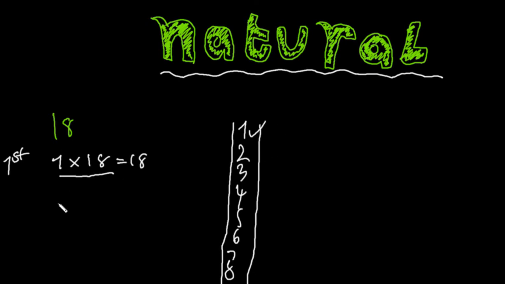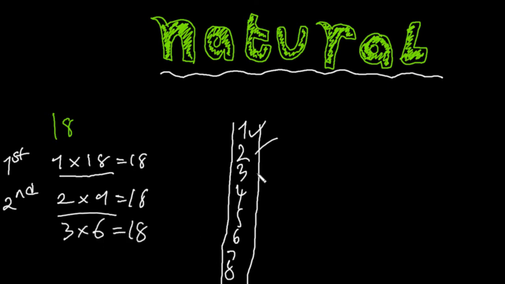So we know that 1 is a factor. So how about 2? We know that 2 times 9 is 18. So 2 times 9, 2 and 9 would be called our second factor pair. How about 3? 3 times 6, we know that's 18. So 3 and 6 would be classed as our third factor pair.